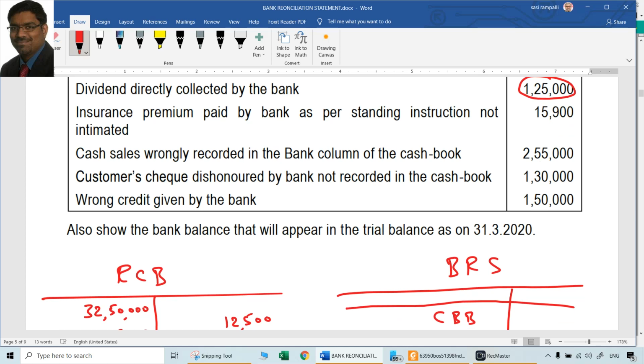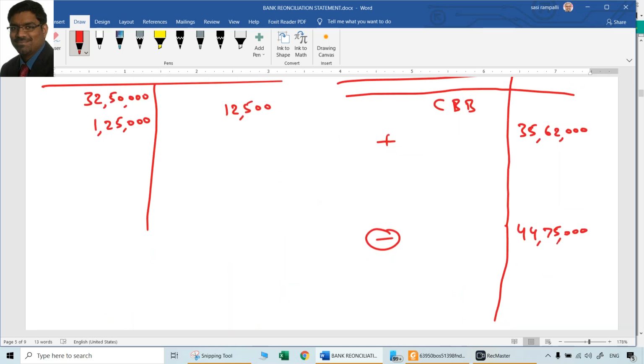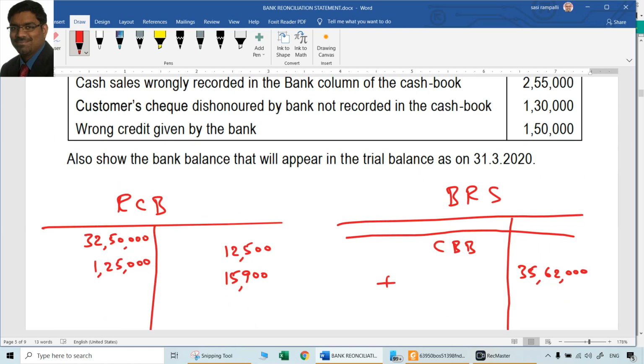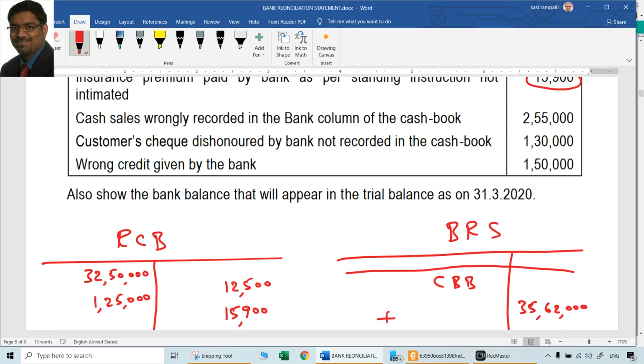Then insurance premium paid by the bank as per the standing instruction, not intimated. Means again this is the opposite of that. Bank would have paid insurance premium of 15,900 directly from our bank account to the insurance company. So the bank did the right job. We did not record it in our cash book because we didn't know that yet. Now we know it, so we can record it. 15,900. It is a payment, a withdrawal. So 15,900 credit to the cash book.